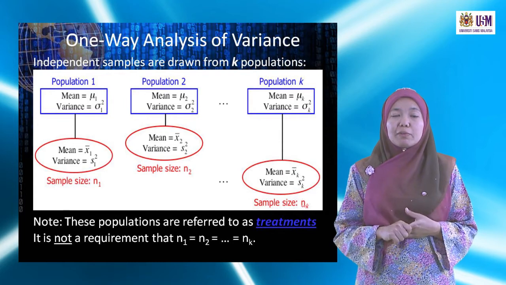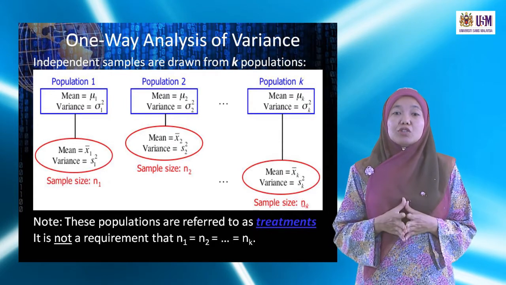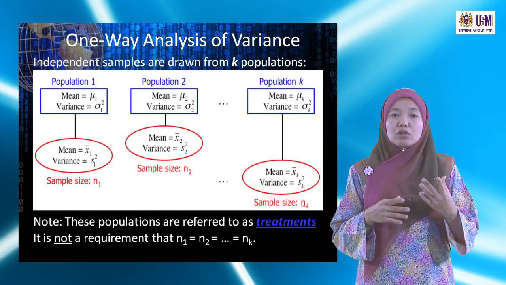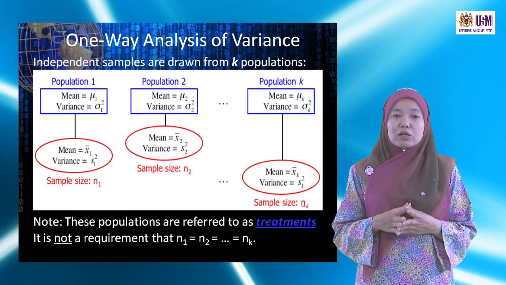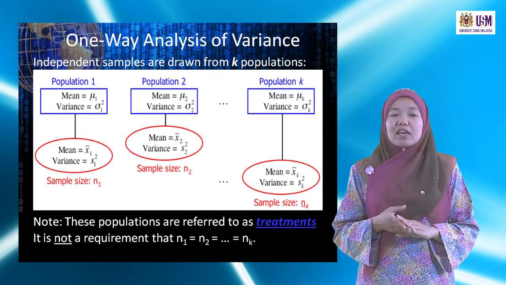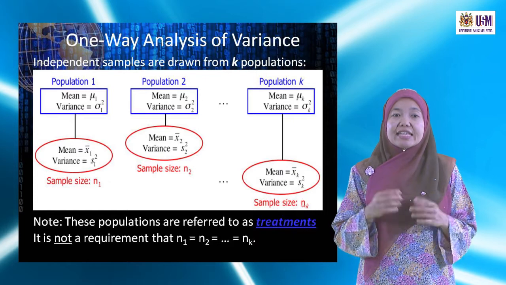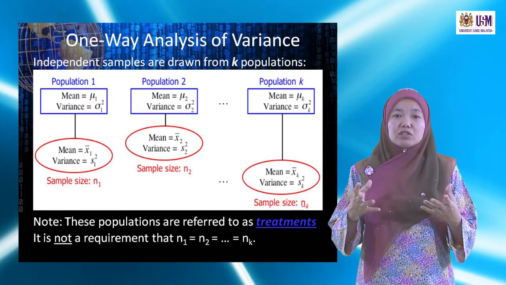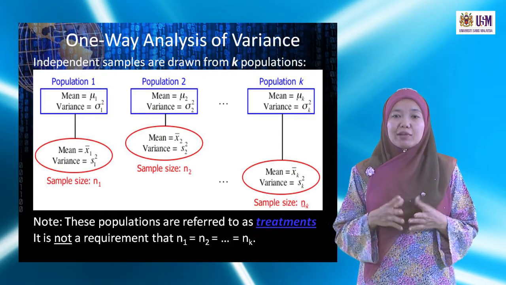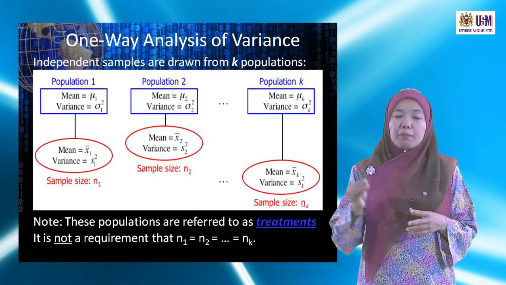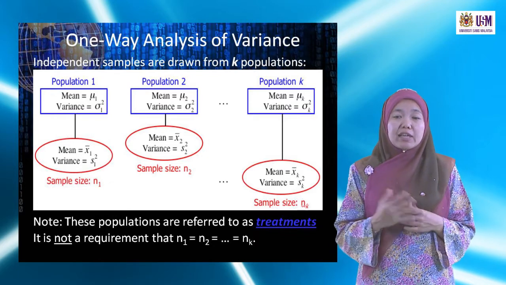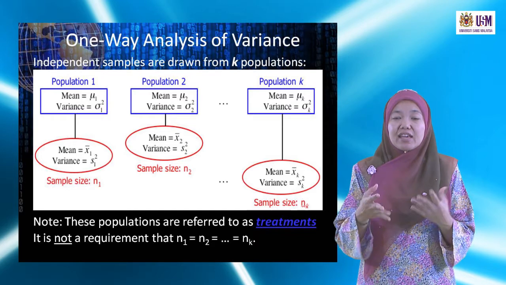Before we go further, I'm going to start with one-way analysis of variance. So let's go through the descriptive parts of what we are actually doing. Let's assume that you are taking independent samples drawn from K populations. K population means the number of populations. K can be 12, K can be anything, any figure.